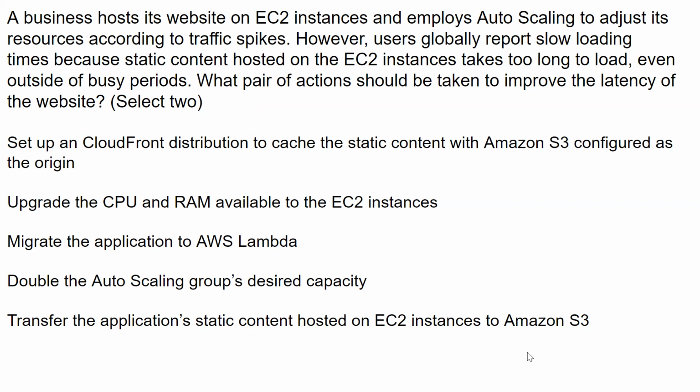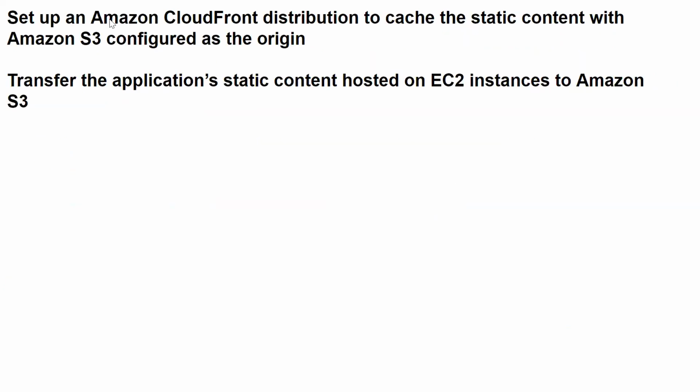Set up a CloudFront distribution to cache the static content with S3 configured as the origin. Upgrade the CPU and RAM available to the EC2 instances. Migrate the application to AWS Lambda. Double the auto scaling group's desired capacity. Transfer the application static content hosted on EC2 instances to S3. Set up a CloudFront distribution to cache the static content with S3 configured as the origin.